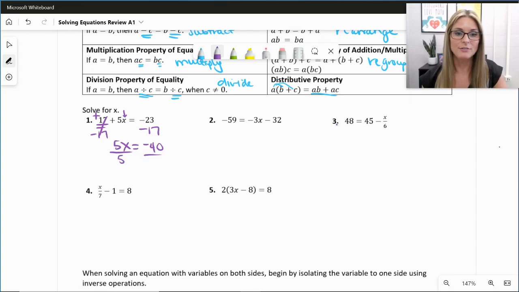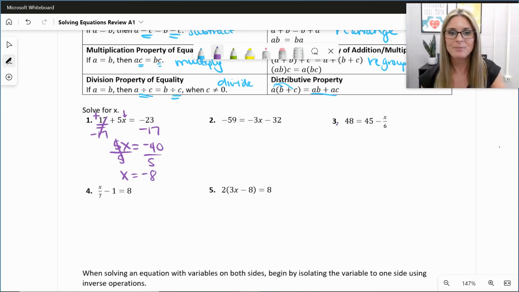Divide the coefficient of 5 away because 5 and X right there, they're bumped up and multiplying. So we're going to divide that away. 5 divided by 5 is 1X or just X. Negative 40 divided by 5, negative 8. Final answer. You could take negative 8, like we mentioned before, as our solution. Plug it back in for X in the original equation. 17 plus 5 times negative 8 should yield negative 23.